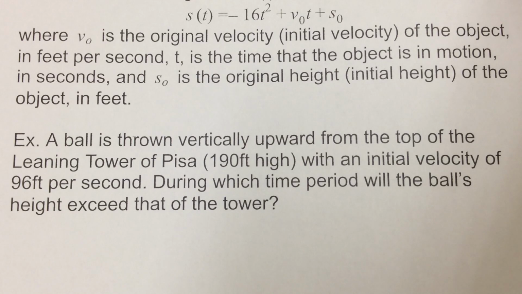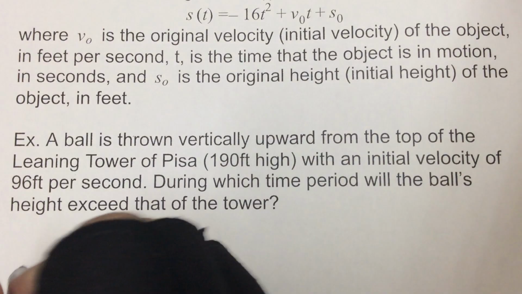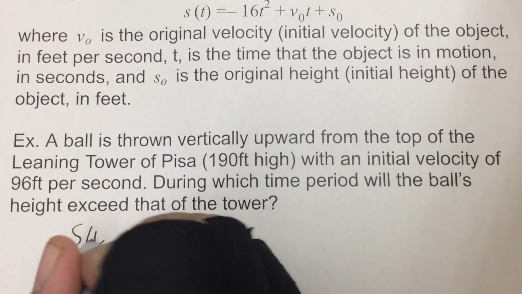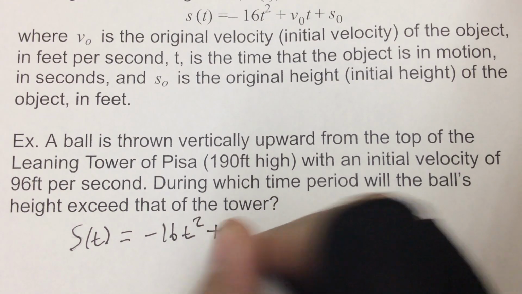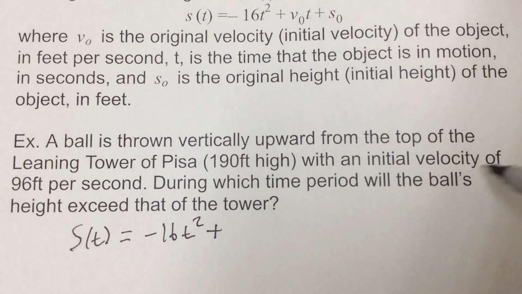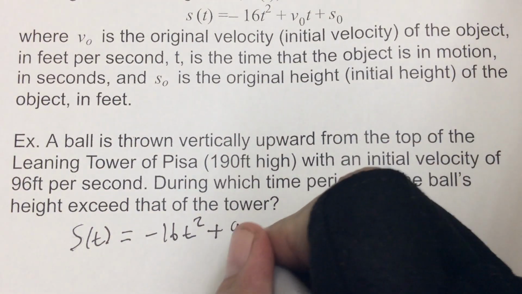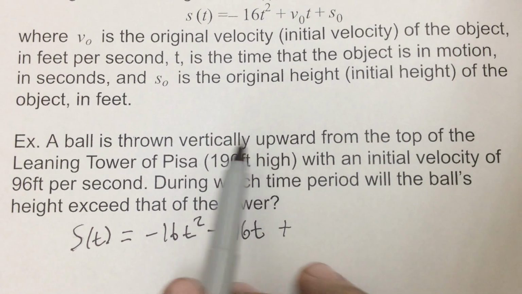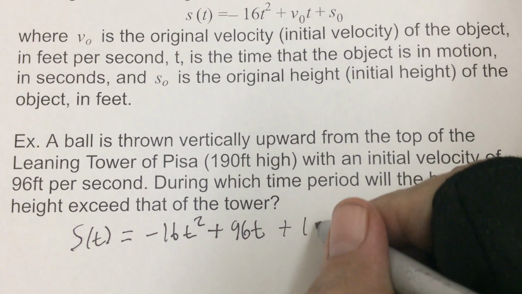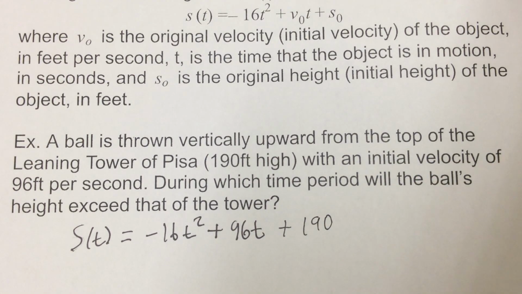With an initial velocity of 96 feet per second, at which time is the period of the ball's height exceeding that of the tower? So if we set up our function here, we have S of t equals negative 16t squared plus v naught, initial velocity. Well, it said initial velocity is 96 feet per second, so 96t plus s naught, which is our initial height. Well, if we're throwing it from the top of the tower, which is 190 feet high, that's our initial height. So plus 190.